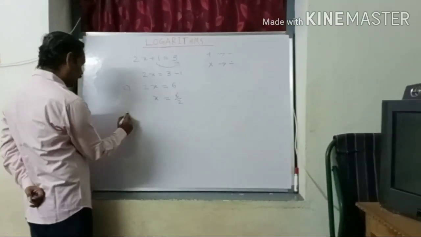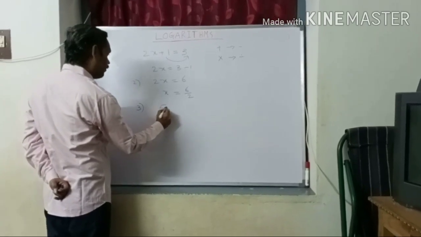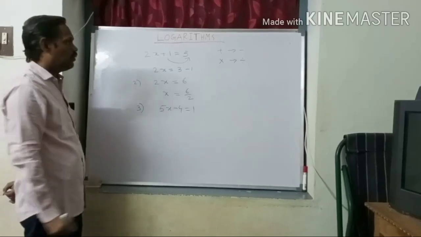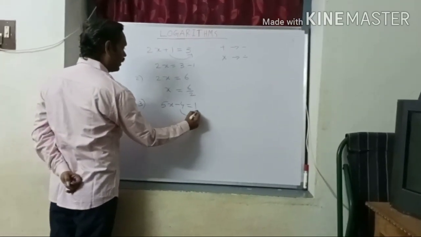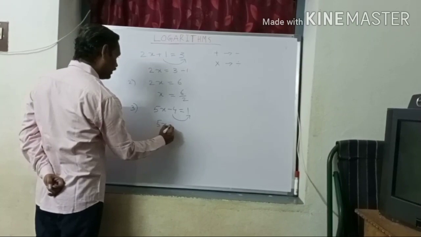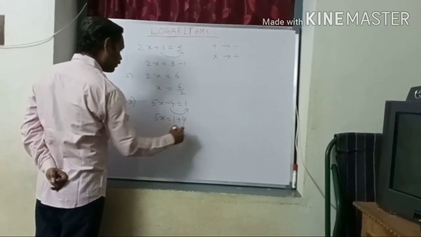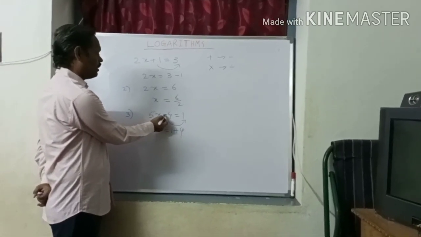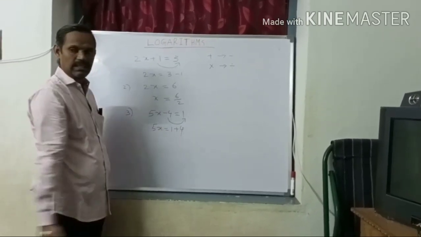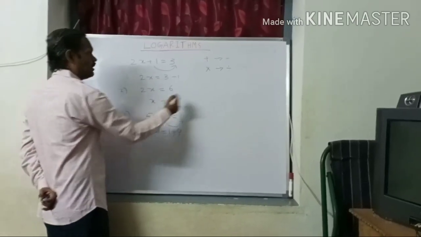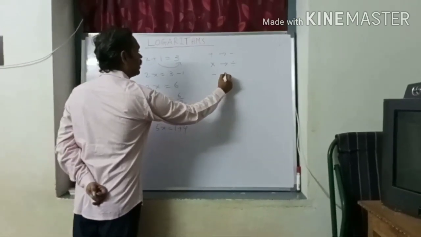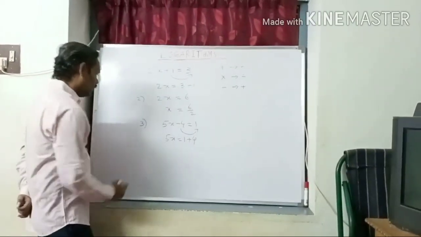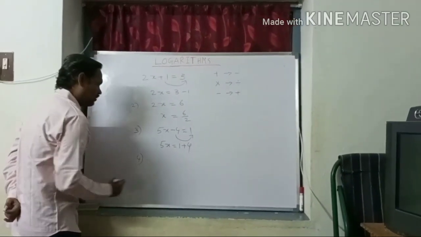If you take one more example, suppose 5x minus 4 is equal to 1. If you transpose minus 4 to RHS, 5x is equal to 1 plus 4. Here 4 undergoes subtraction, and here 4 undergoes addition. So in the transposing process, minus can be converted to plus.